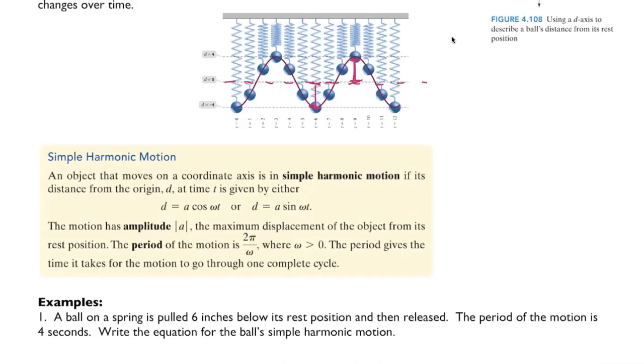The period of the motion is 2 pi divided by omega, where omega is greater than 0. This is the exact same rule as when we see our function written as y equals a times the sine of bx. It's the exact same thing. a is the amplitude, 2 pi divided by b gives you the period. But in this particular context with the physics, this formula uses omega instead of b. And so the period is the time it takes for the motion to go through one complete cycle.